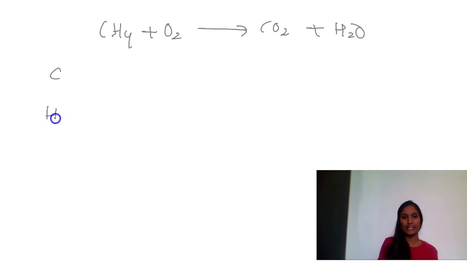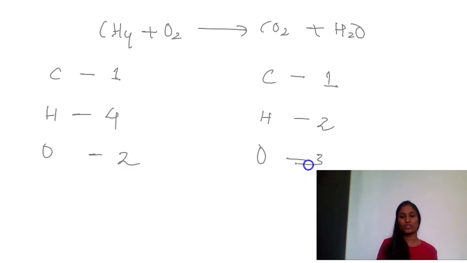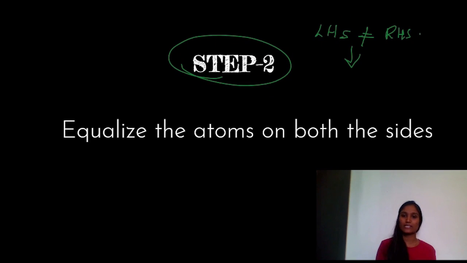So carbon, hydrogen, oxygen. Carbon, hydrogen, oxygen. I have 1 carbon and 1 carbon. I have 4 and 2 hydrogens, sorry. And I have 2 and 3 oxygens. Done. Step number 2 is equalizing the number of atoms on both sides.